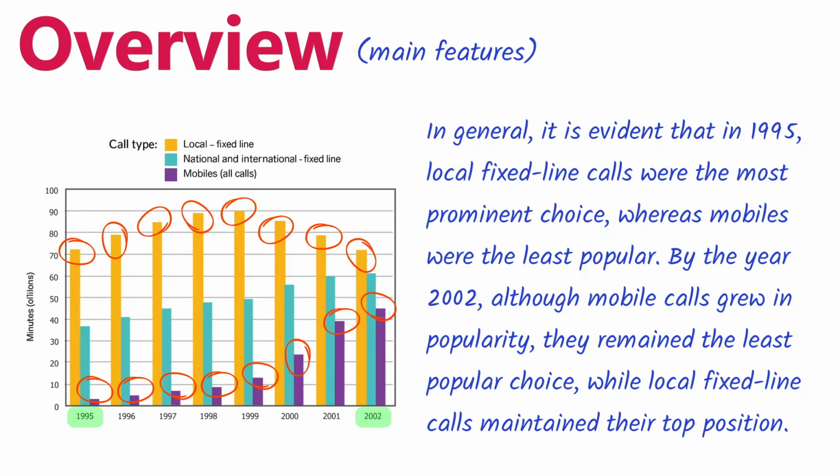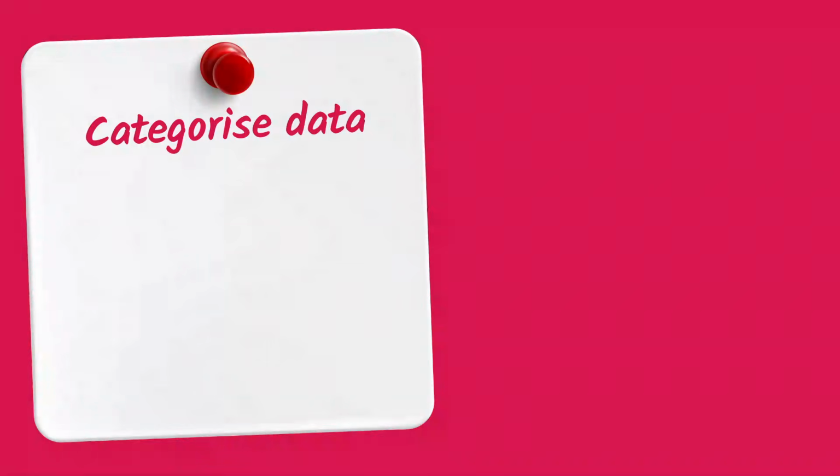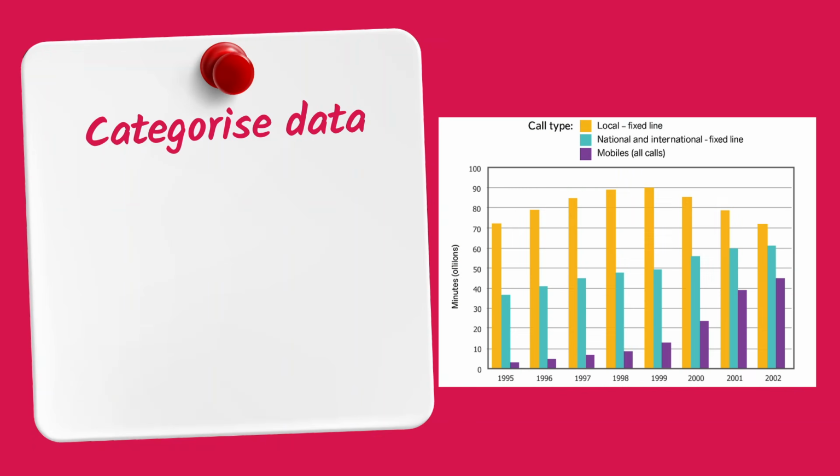And also I talked about the most popular by the year 2002 and the least popular. That's it. And you can also talk about another feature, which is mobile grew in popularity. And of course, I put it here. All right. That's it. Now, our next task here is to divide or to categorize data.